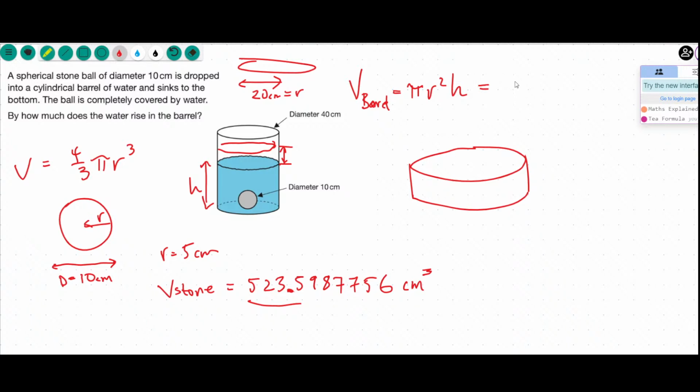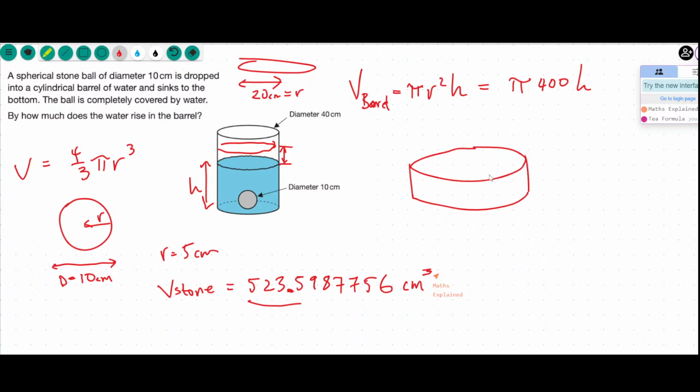So pi is going to stay the same. We've got the radius here, so r squared is 400. And h is the thing that we ultimately want to find, which is the way that the water has increased. In a way, they could have asked this question differently. They could have drawn a cylinder and a sphere and said that these have equal volumes, and then you have to find the height of the cylinder part. But I quite like the way they asked the question, sort of a context-based thing.